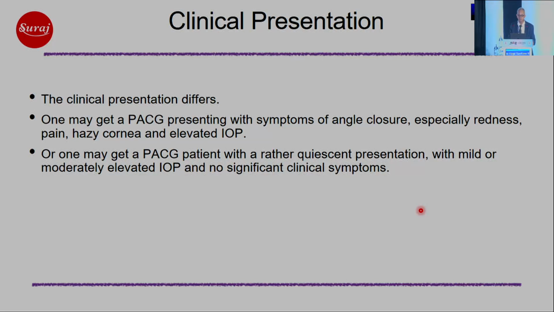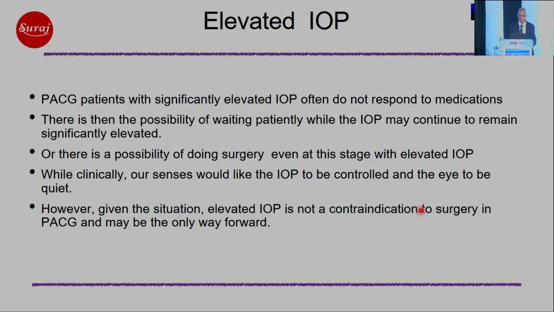One may get a patient of PACG with symptoms of angle closure, especially redness, pain, hazy cornea, and elevated intraocular pressure, or one may get a primary angle closure glaucoma patient with a rather quiescent presentation with mild or moderately elevated IOP, with even clear corneas and no significant clinical symptoms. PACG patients with significantly elevated IOP often do not respond to medications. There is then the possibility of waiting patiently while the IOP may continue to remain significantly elevated, or there is a possibility of doing surgery even at this stage with elevated IOP, while clinically our senses would like the IOP to be controlled and the eye to be quiet.